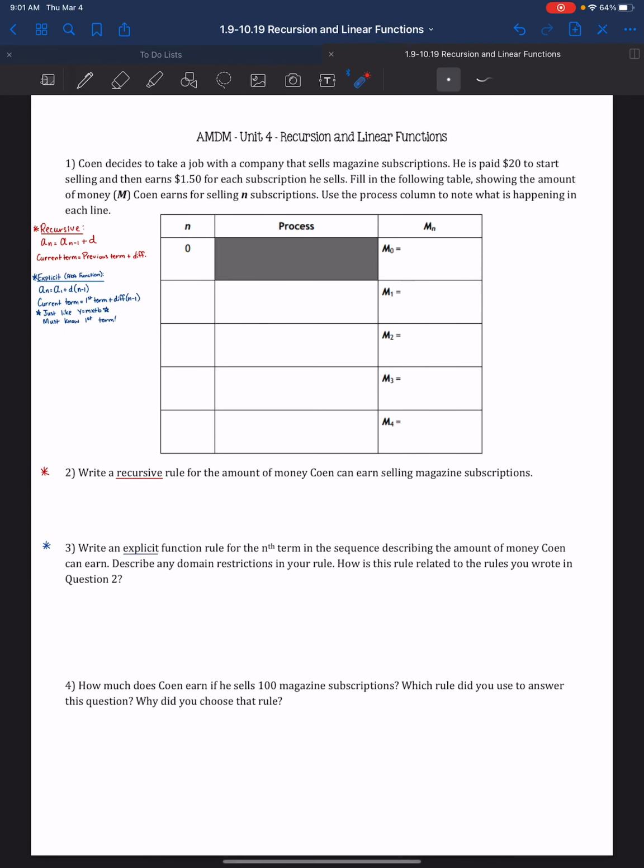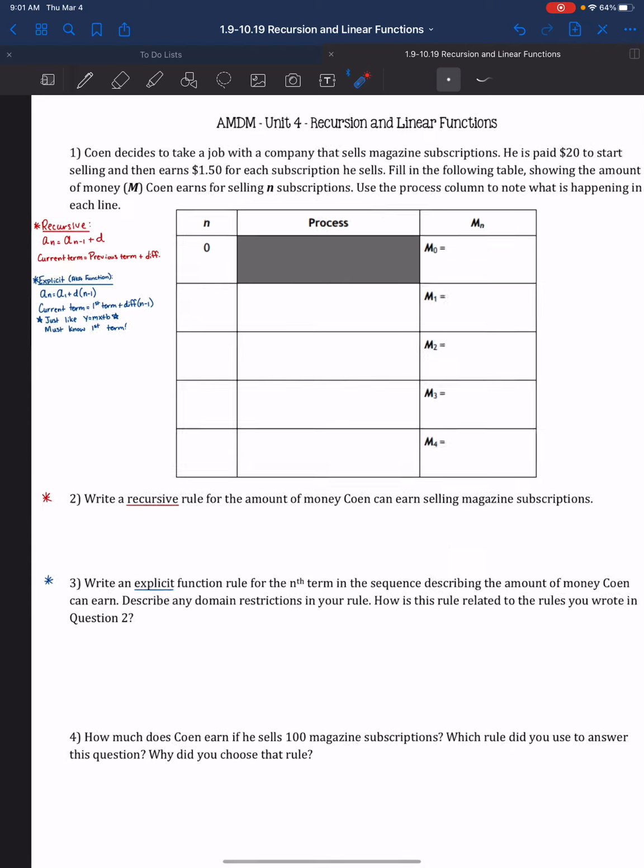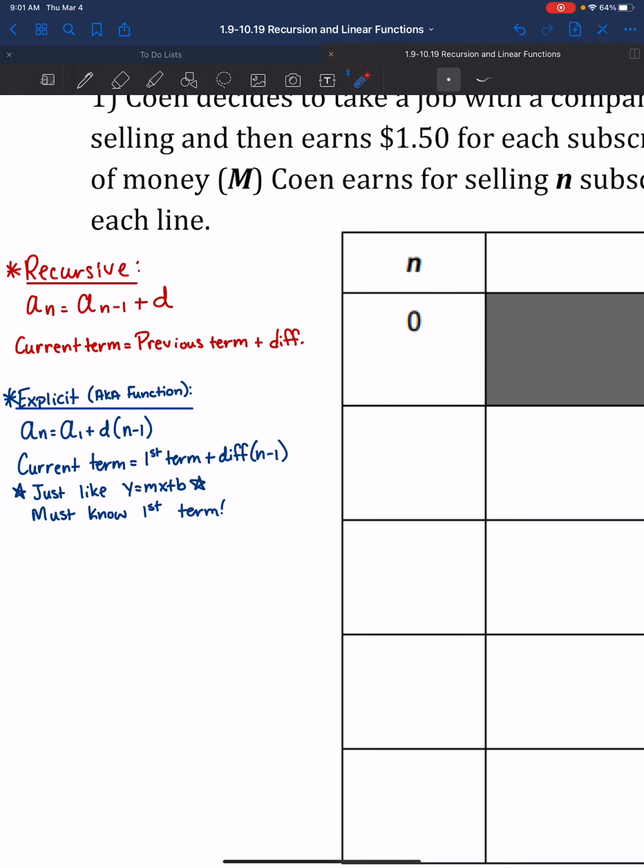All right, so in this video, what we're going to be doing is talking about recursion and linear functions. Now, before we start working on number one, I want to talk about the different types of rules that we're going to see. First one we're going to see is the recursive rule, and then the other one is the explicit rule. This is also known as a function rule.